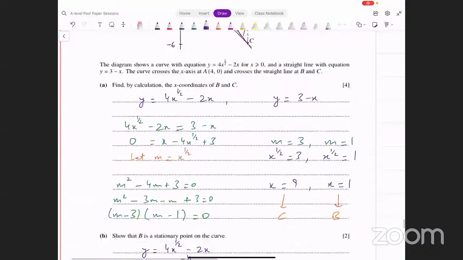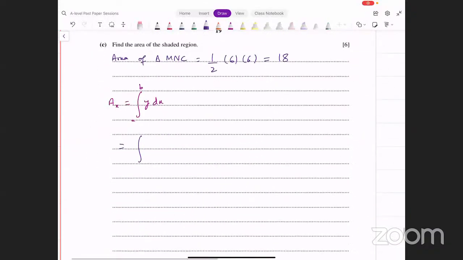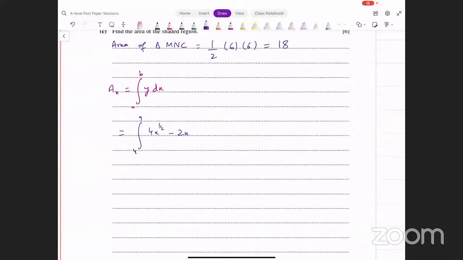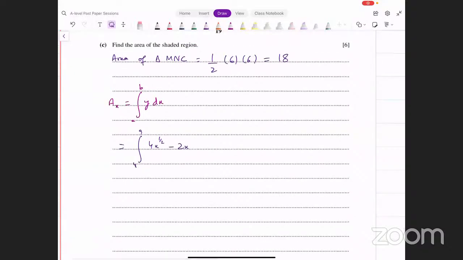Y क्या है? Y is 4x raised to power 1 over 2 minus 2x. Limits क्या है? 4 से लेकर 9 तक. Let's integrate it and input the limits. And that's going to give you the area between the curve and the x-axis.